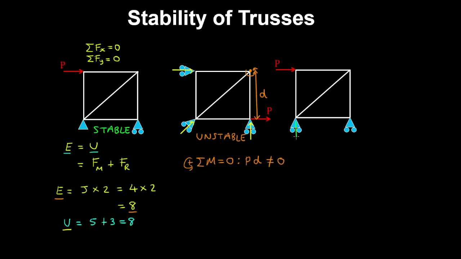Now for this truss here, we have 2 unknown reactions. So the number of unknowns is 2 reactions plus 5 member forces, which gives 7 unknowns. And the number of equilibrium equations is the number of joints, being 4, by 2 equilibrium equations per joint, which gives 8. And because the number of equilibrium equations is greater than the number of unknowns, the system is overdetermined and this truss is unstable.